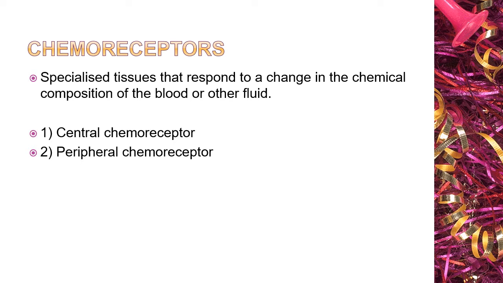And you know that from the previous diagram that I've shown in the previous slide, we've talked about the location of the central chemoreceptors. They are located in the medulla, which is very near to the respiratory control center. And we've talked about peripheral chemoreceptors as well, and they are located in the aortic and carotid arch. So that's about that.